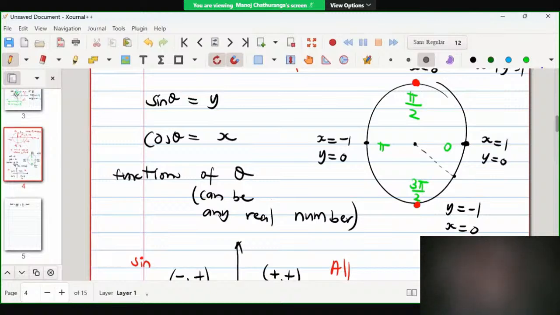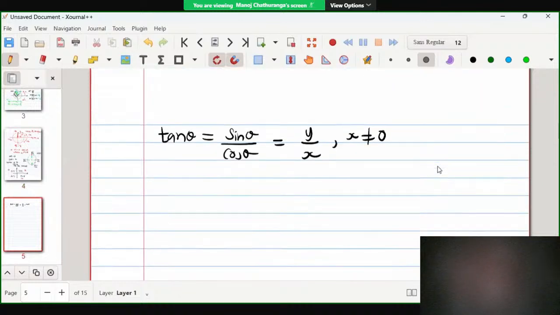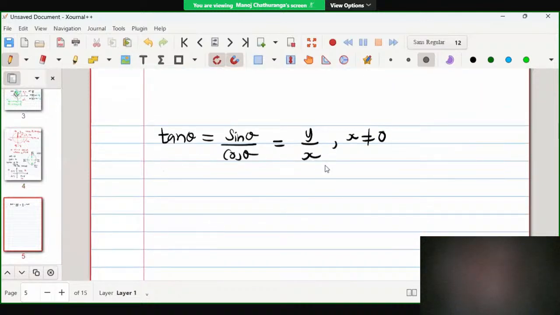For example, if somebody asks you the value of tangent pi by 2, at this point the x coordinate is 0, therefore tan theta has no meaning, because the definition breaks down. Tan theta has no value at all. So tan pi by 2 is a meaningless thing. Tan 90 degrees is a meaningless thing.